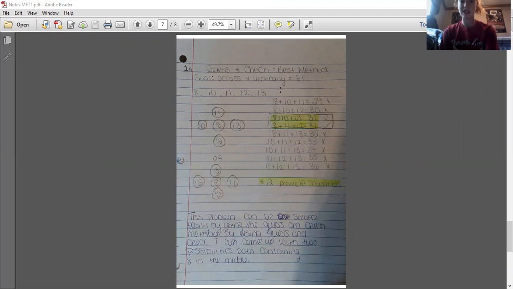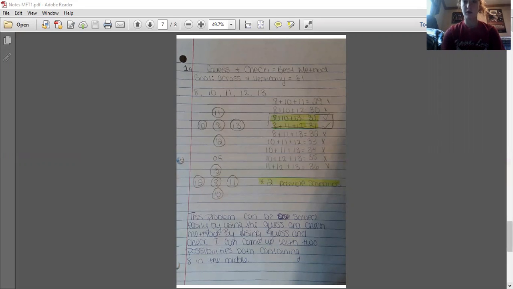8 plus 10 plus 11 equals 29, so that wasn't going to be correct. 8 plus 10 plus 12 equals 30, that wasn't going to be correct. 8 plus 10 plus 13 is 31, so there's one. 8 plus 11 plus 12 is 31, so there's another one. And I went on, and I couldn't find any other answers with the possibilities that I found. So there's two possible scenarios, both containing 8 in the middle.